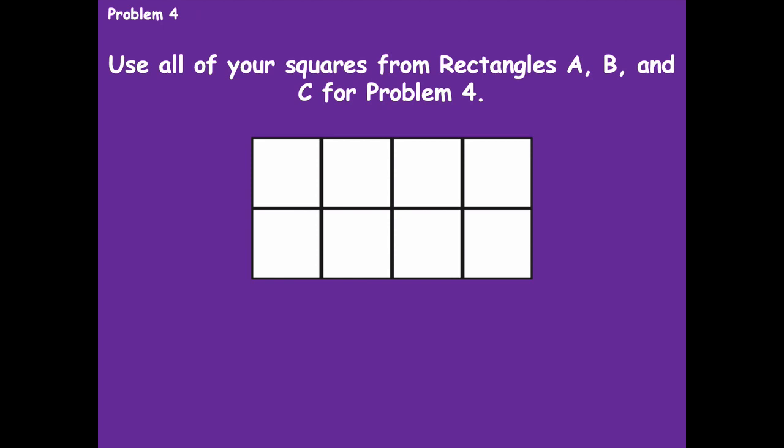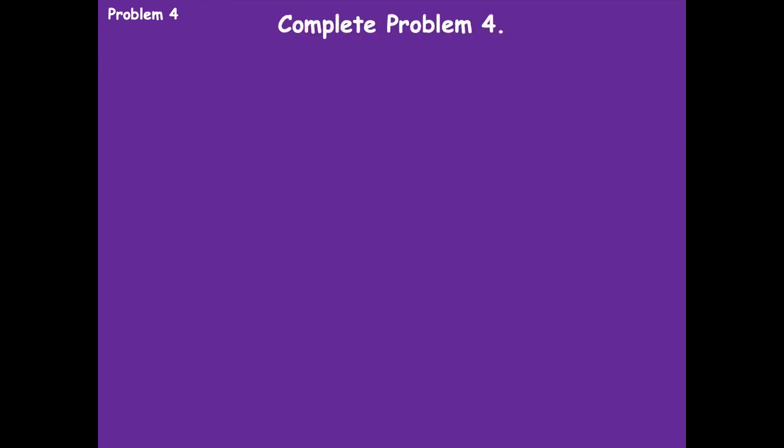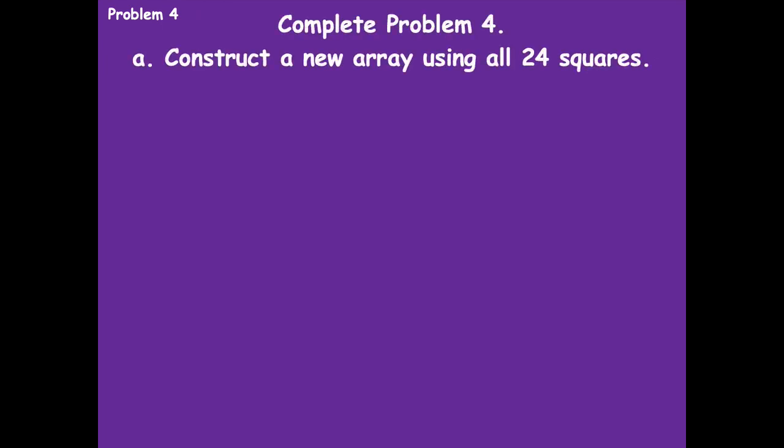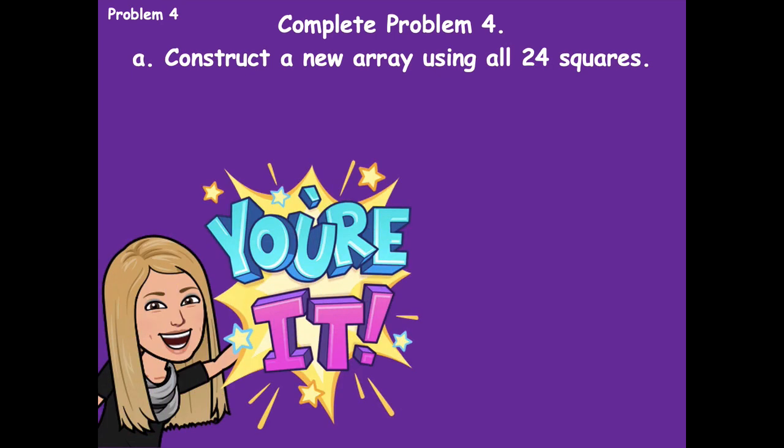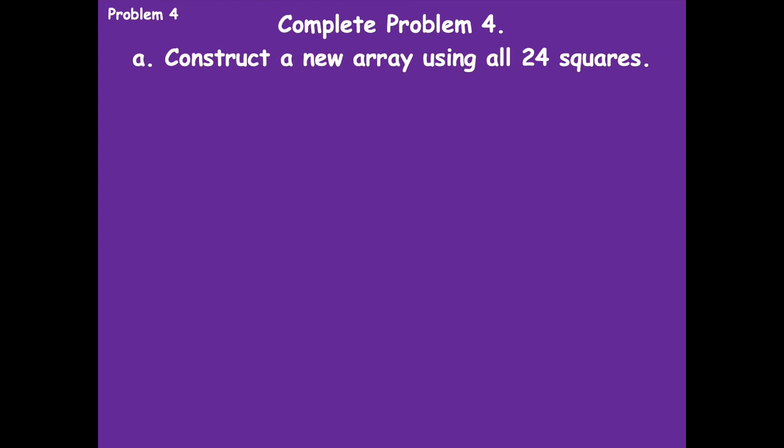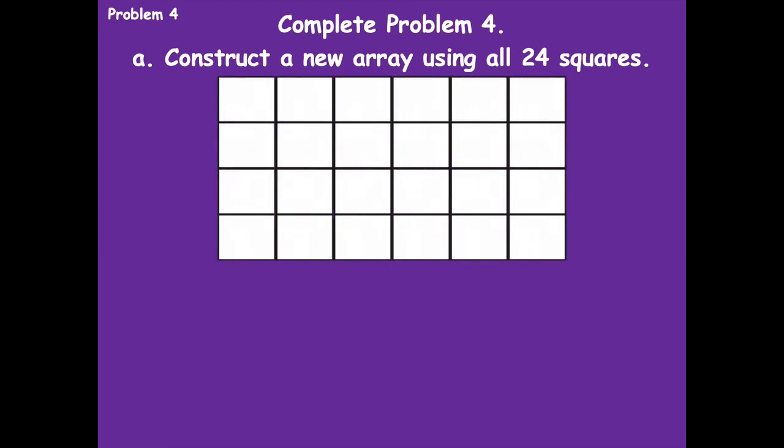Now you're going to use all of your squares from rectangles A, B, and C for problem four. So complete problem four. You're going to construct a new array using all 24 squares. So pause the video, create a new array using all 24 squares, then answer the questions for number four, and then click play when you're ready to go over it together. All right, friends, pause if you need more time.